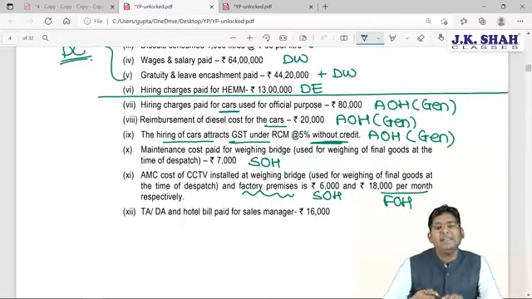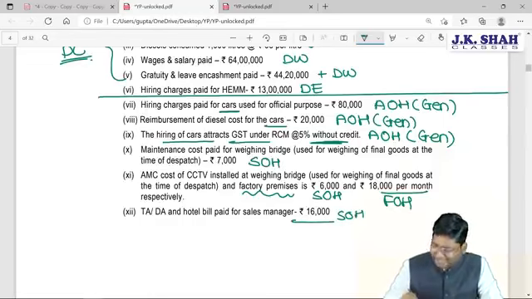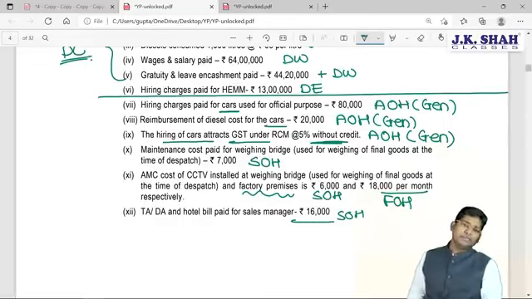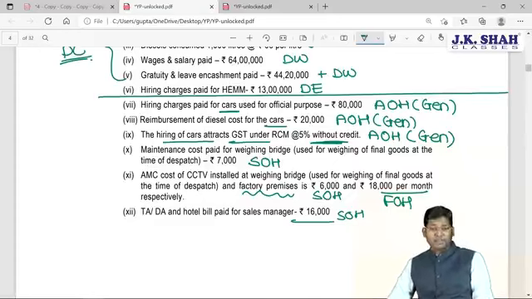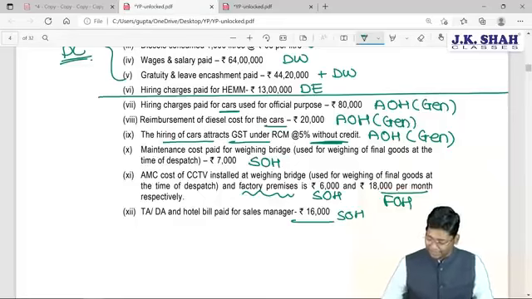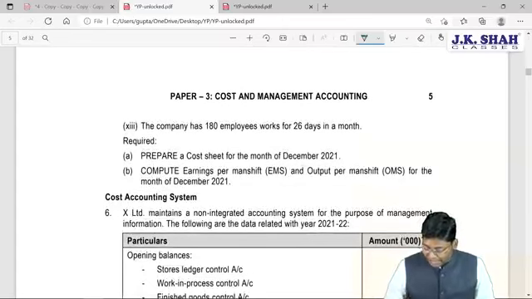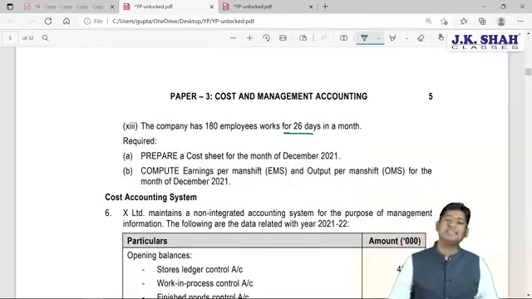Now TA and DA, sir, what is that? Traveling allowance and dearness allowance, and hotel bill paid for the sales manager is given. Whatever expense you are incurring for selling activity, for the sales manager, sales personnel, sales representative, all these representative related expenses we are going to record under selling overheads, and this is something given in the question. Point number 13: the company has 180 employees, works for 26 days in a month.